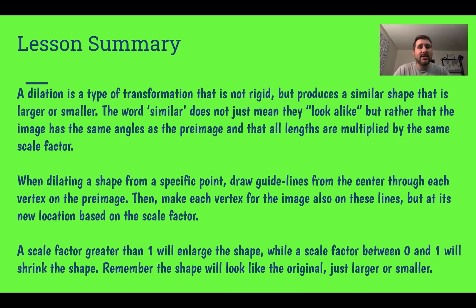In this lesson, we learned about a fourth type of transformation that's not rigid because it changed the size, but it produces what's called a similar shape that's just larger or smaller. So here the word similar does not just mean they look alike, but they actually have the same angles from the pre-image to the image, and then all lengths are just multiplied by the same scale factor.